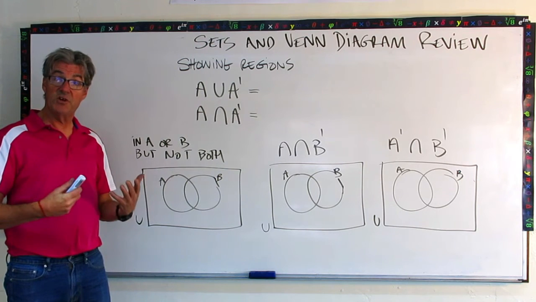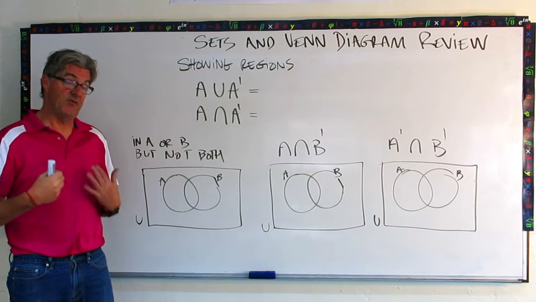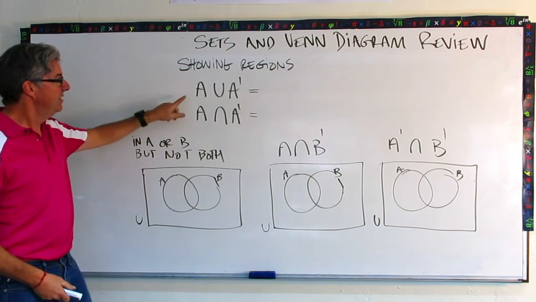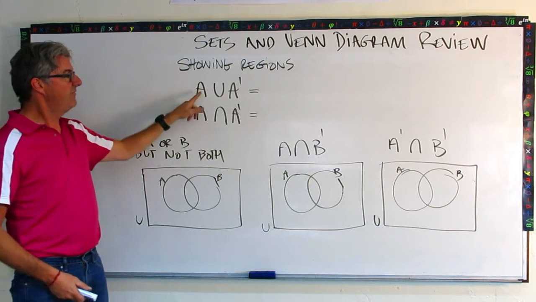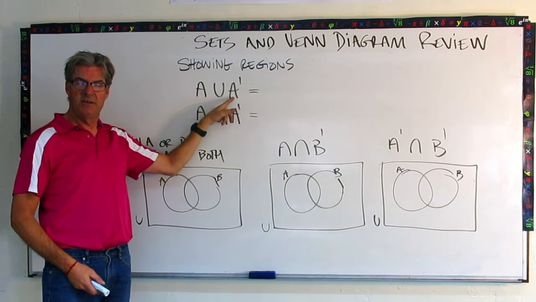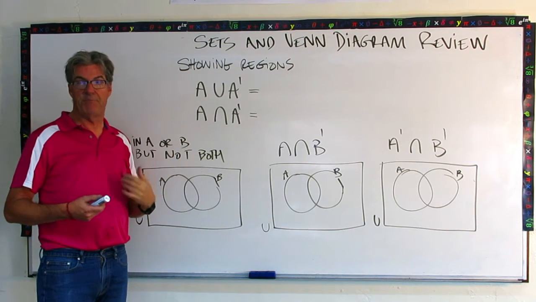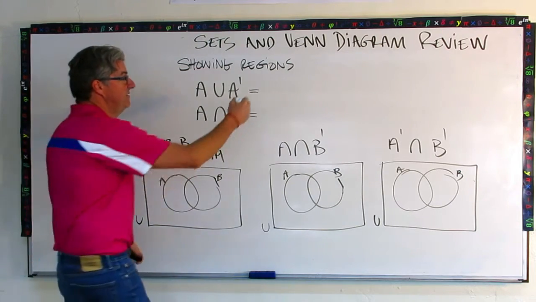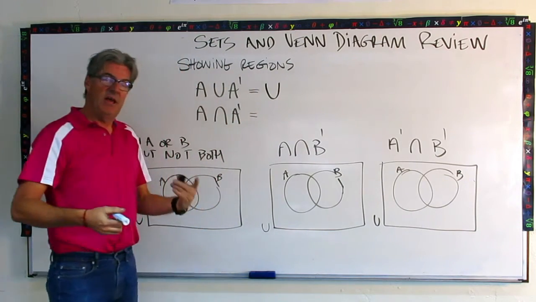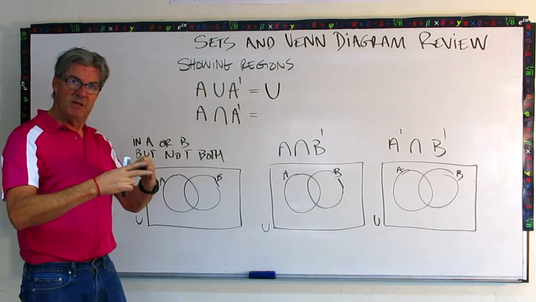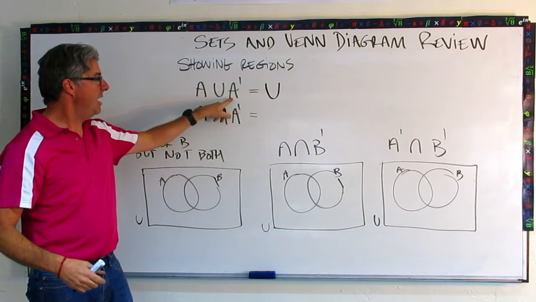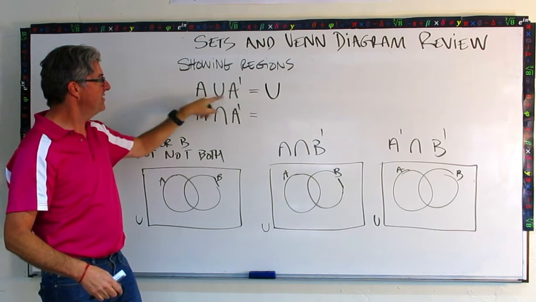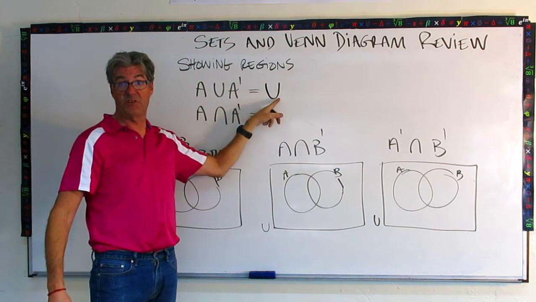Okay, let's look at some of the problems where we shaded different regions based on the notation. Before we start, I just want to review a couple things. The union of A and the complement of A, we talked about that. What is that going to end up being? It's always the universal set, because A is some set within the universal set. The complement of A is just everything that's not in A. So together, these two things are going to add up to the universal set.